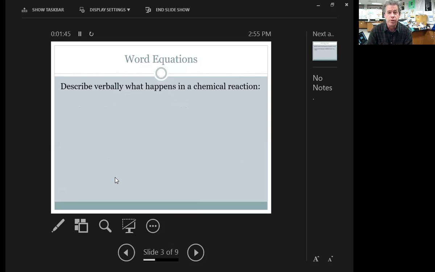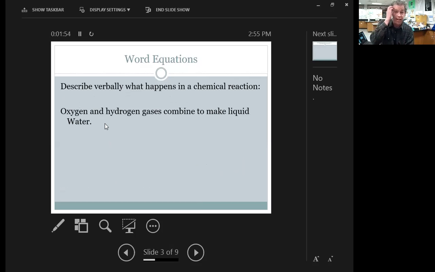Now, chemical reactions can be expressed a few different ways. One way is with a word equation, and that verbally describes what happens. So, for example, oxygen and hydrogen gases combine to make liquid water.